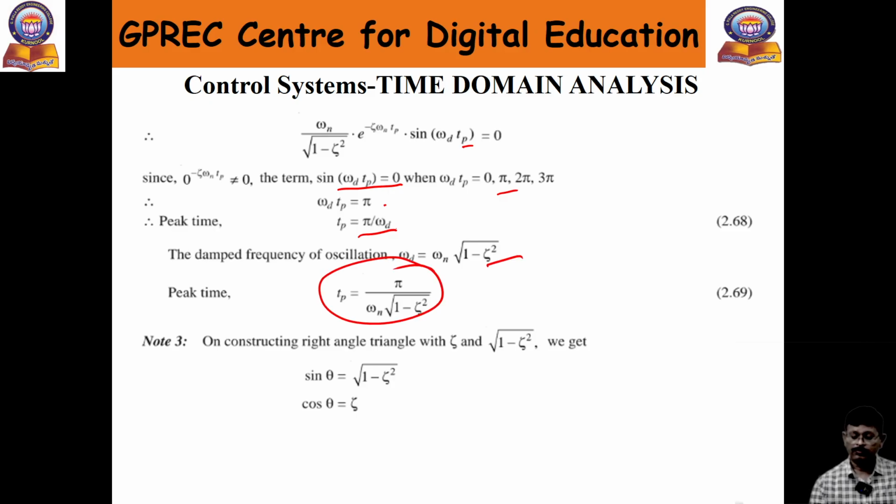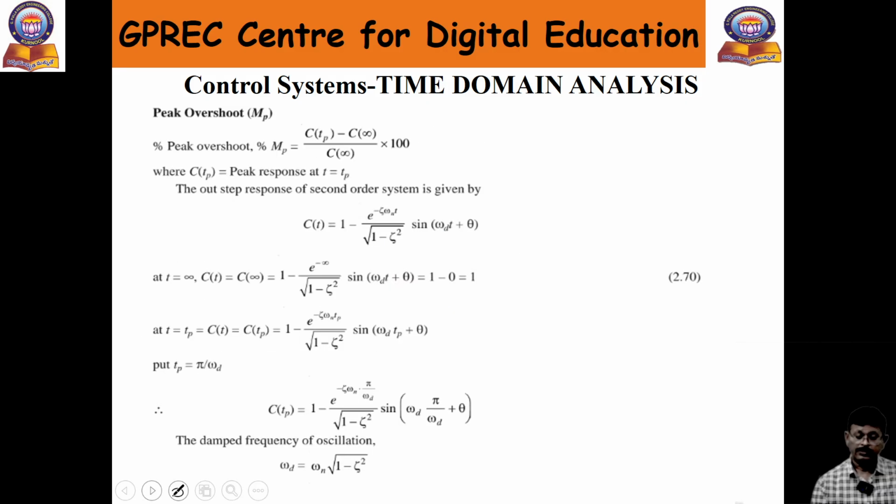So this is the simple way to find out the peak time. Then peak overshoot. Peak overshoot is the percentage of the peak value minus c of infinity, when you apply infinity in place of t. Peak overshoot at t equal to tp: now I am taking c(t) equal to 1 minus e power minus zeta omega n t, and so on, the standard equation.